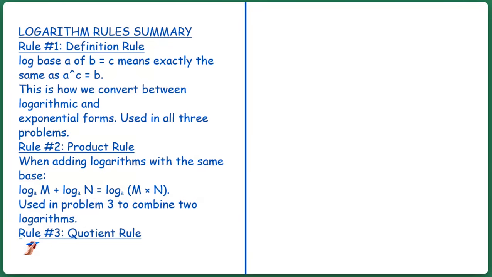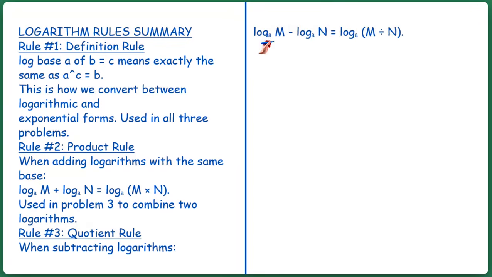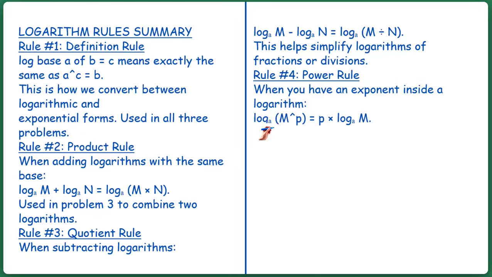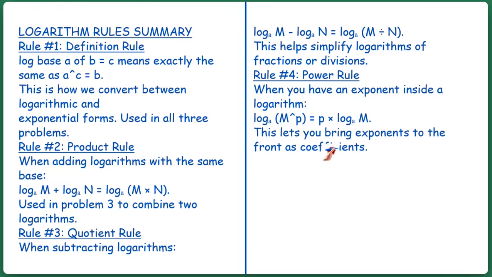Rule number 3. Quotient rule. When subtracting logarithms, log a of m minus log a of n equals log a of m divided by n. This helps simplify logarithms of fractions or divisions. Rule number 4. Power rule. When you have an exponent inside a logarithm, log a of m to the p equals p times log a of m. This lets you bring exponents to the front as coefficients.